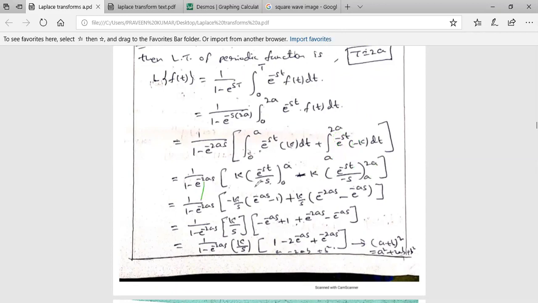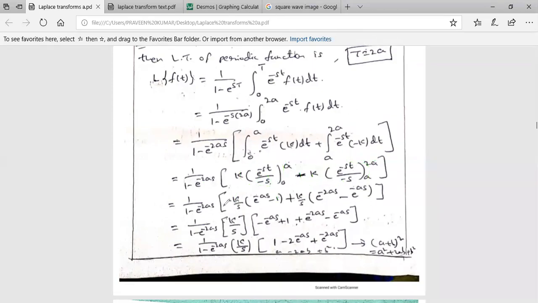So this is as it is. This minus s I'm taking out, so it will be minus k by s. Substitute the upper limit in place of t, so it becomes e power minus as, minus the lower limit, t is equal to 0. So e power 0 is 1, and therefore this term is over. This minus k I'm taking out, minus of minus is plus, so it will be k by s. Substitute the upper limit here: e power minus 2as, and substitute the lower limit, minus e power minus as.